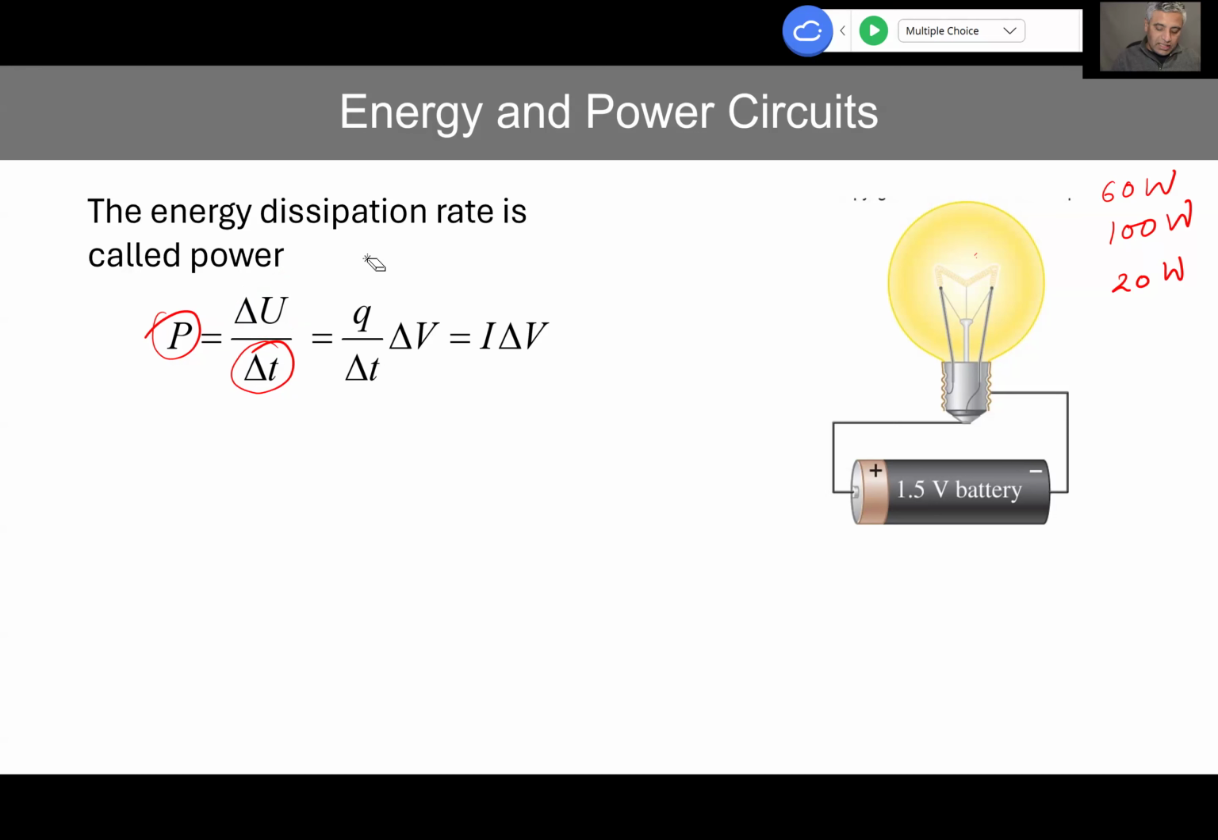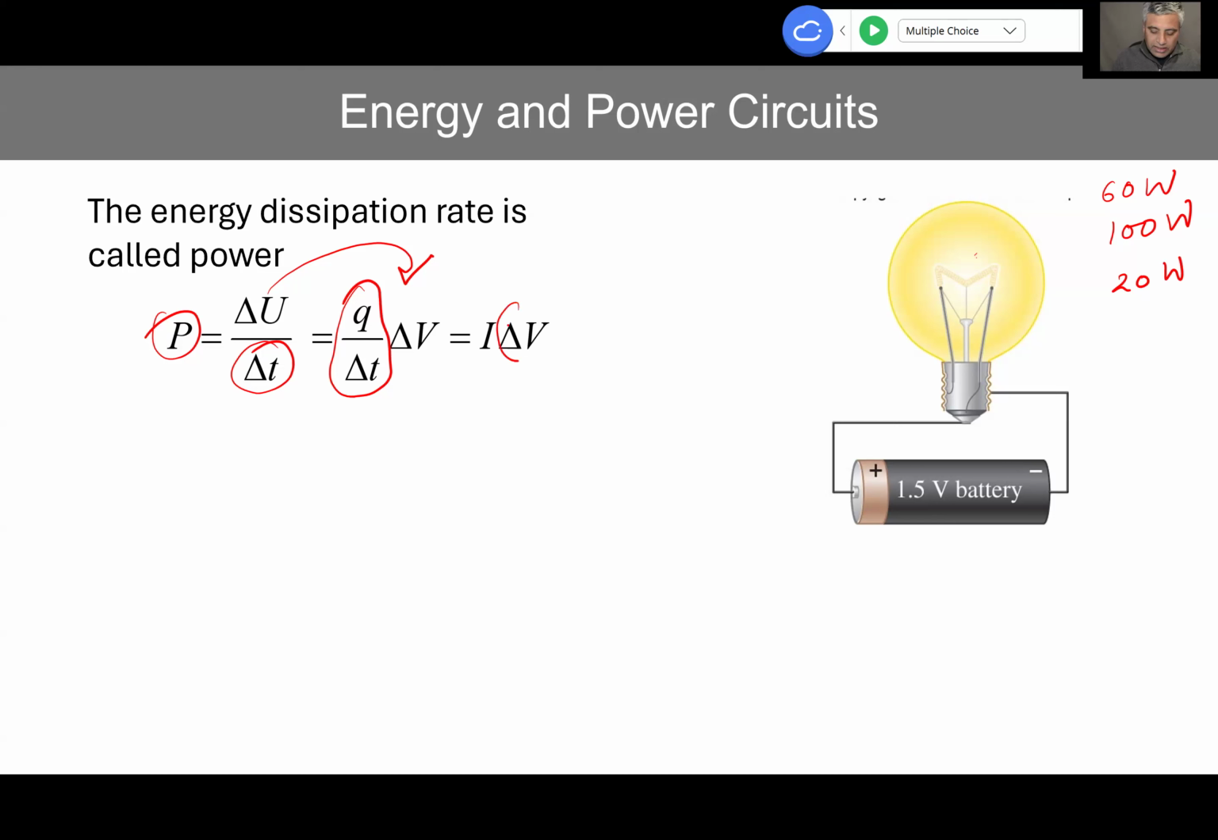And since the electric potential energy is the product of charge and potential difference, we can replace potential energy by this. And by doing this, we now have Q over time interval, the rate of flow of charge. And that is what the current is. So power can also be written as a product of current and voltage. Okay, product of current and voltage is power.